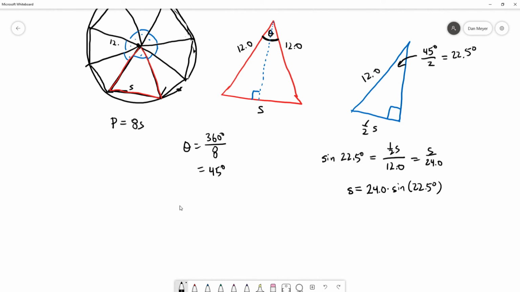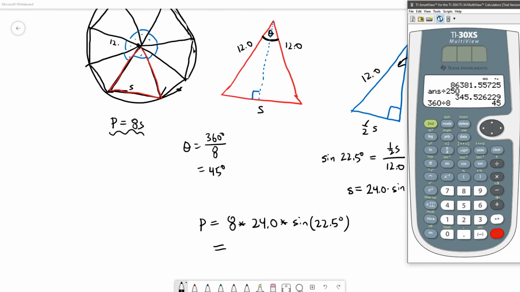And then before I do anything on my calculator, I could find that side length. Remember, ultimately, I'm trying to find the perimeter. The perimeter is going to be 8 times that side length. So 8 times 24 times sine of 22.5 degrees. And I can get all my computations done at once. So sometimes it's beneficial to just write down what you need to compute and then do it all at once, instead of using the previous answer button on your calculator.